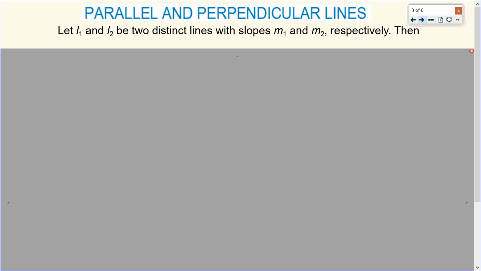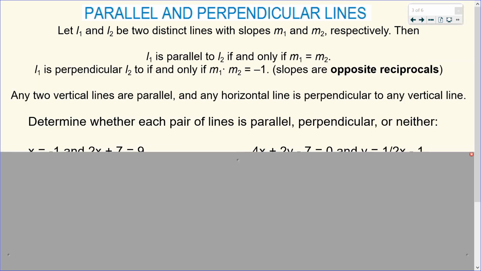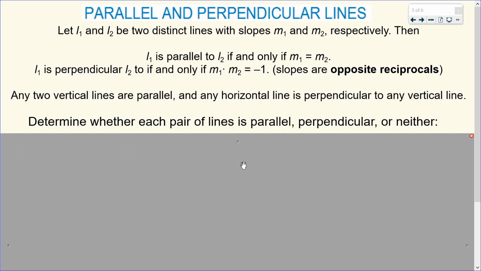Parallel and perpendicular lines. What do we need to write down about this? Parallel lines have the same slope. We're using m's here, again, for slope. So m sub 1 and m sub 2 come from two respective lines, L1 and L2. Parallel lines have the same slope, which means on a graph they never what? Intersect.